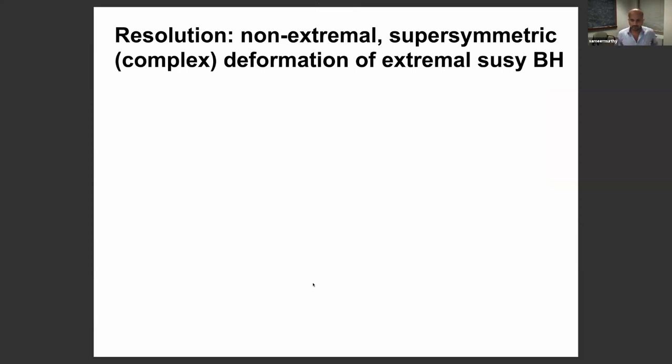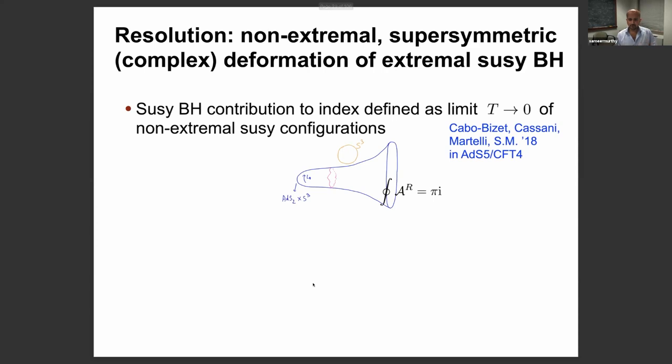Let me come to the nature of the resolution. This tension between extremal black holes and the path integral for the index appears not just for the attractor mechanism, but for any kind of supersymmetric black hole in string theory. In the context of AdS5 black holes and the superconformal index of N=4 super Yang-Mills, in this paper with Alejandro Cabo-Bizet, Davide Cassani, and Dario Martelli, we resolved this tension. The idea is that there's a one parameter family of deformations of the supersymmetric black hole, which break extremality but preserve supersymmetry. Our idea was that the index should be defined as being calculated on this one parameter family and then taking a t goes to zero limit to get back the original black hole. That's how we should define the contribution of the supersymmetric black hole.